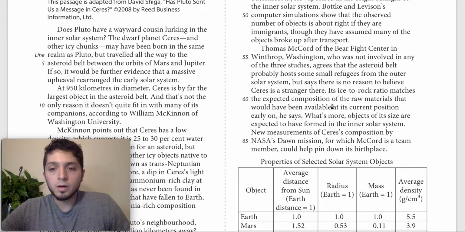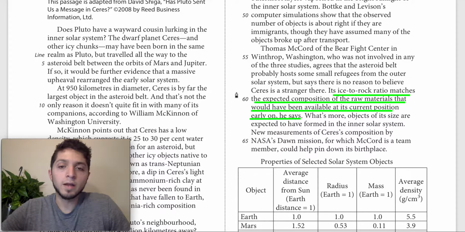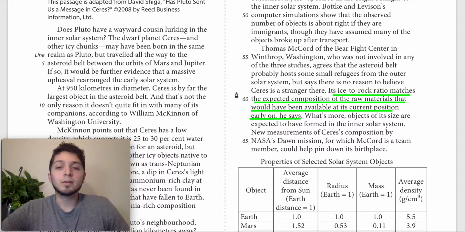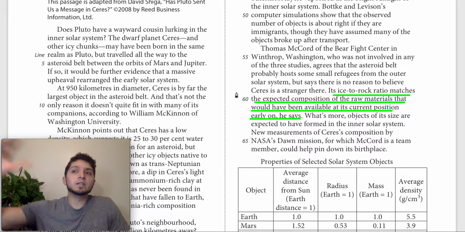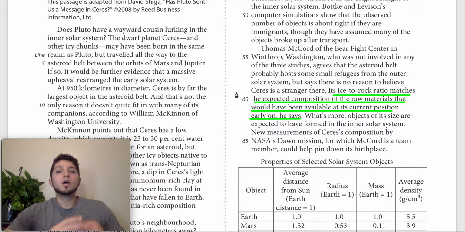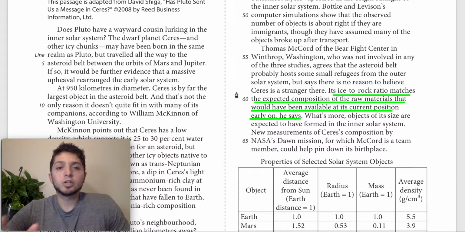So we read raw here. Its ice-to-rock ratio matches the expected composition of the raw materials that would have been available at its current position early on, he says. And this is basically in the context of this scientist talking about Ceres, right? So far we've heard about a few different theories about where Ceres comes from. Most of the theories were about the fact that Ceres basically came from the outer solar system, was dragged in by Uranus and Neptune through gravity, and it ended up in the inner solar system. So it's actually a foreigner, it's actually a stranger, it's actually like a distant cousin of Pluto.